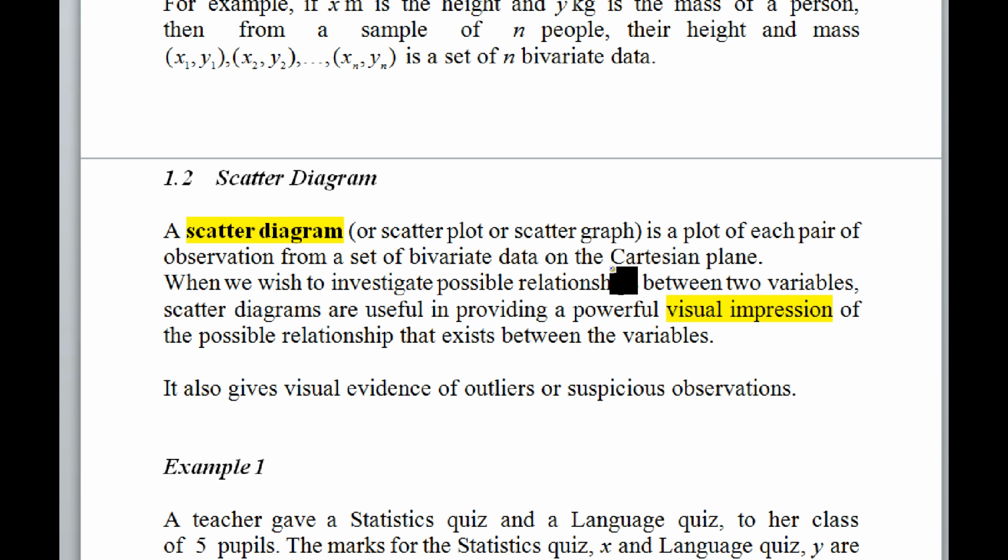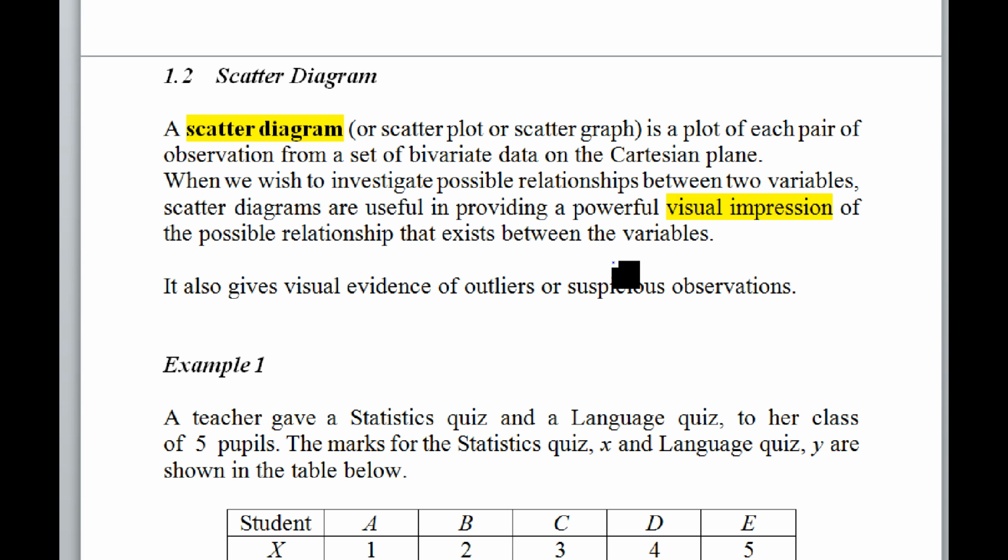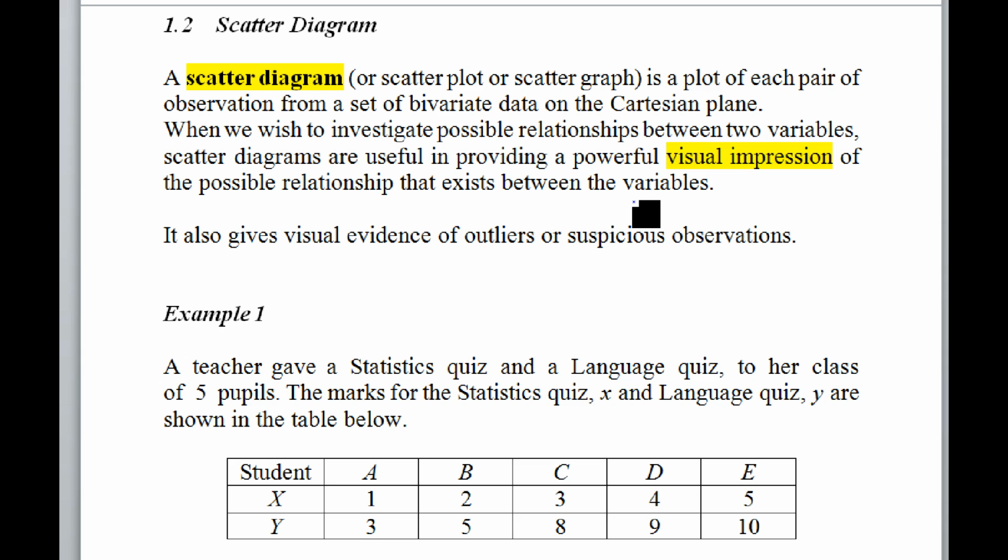Okay? So, let's take a look at a quick example. Stats quiz and language quiz. X is the stats quiz. Y is the language quiz. Then this is one set of students. That means he got 1 mark and he got 3 marks. 2 marks, 5 marks. 3 marks, 8 marks. 4 marks, 9 marks. That kind of thing, alright?